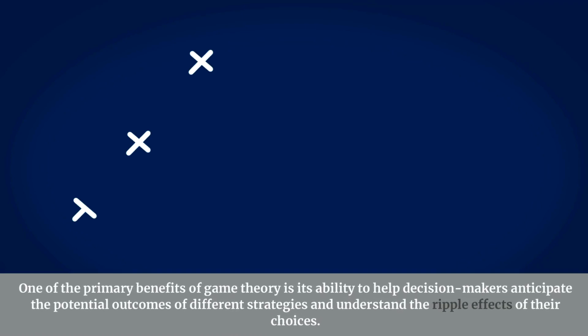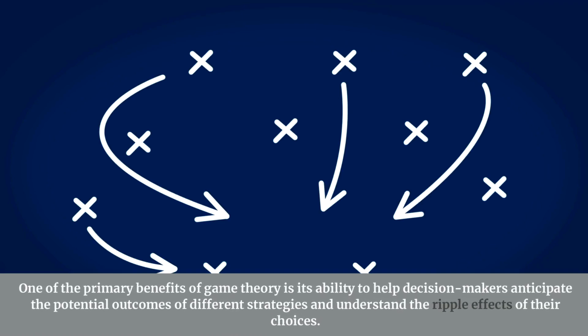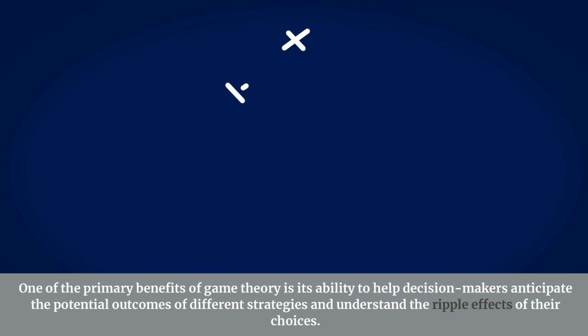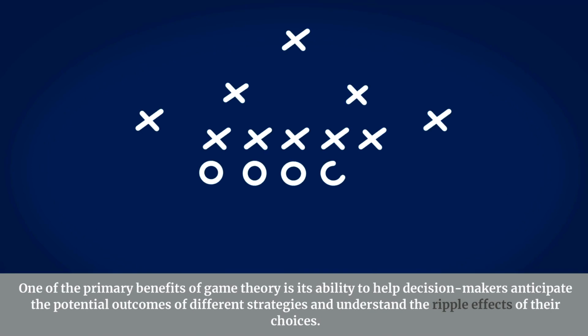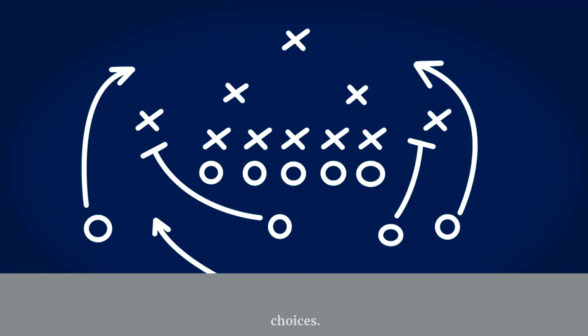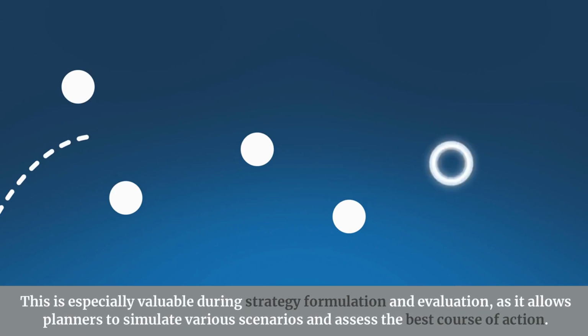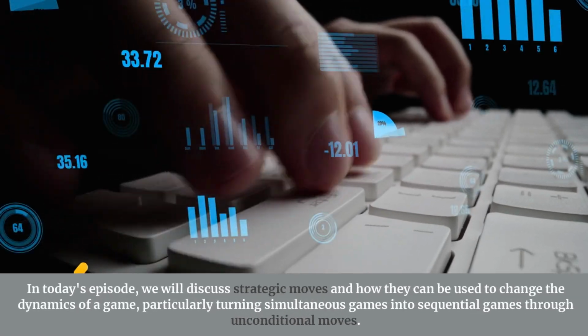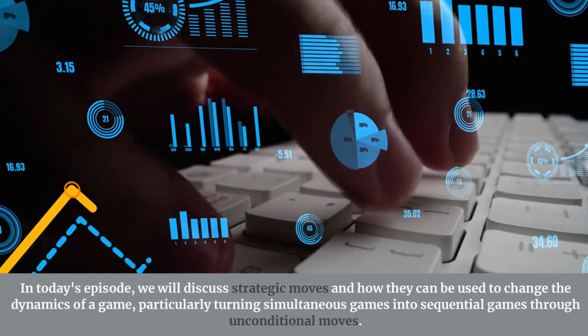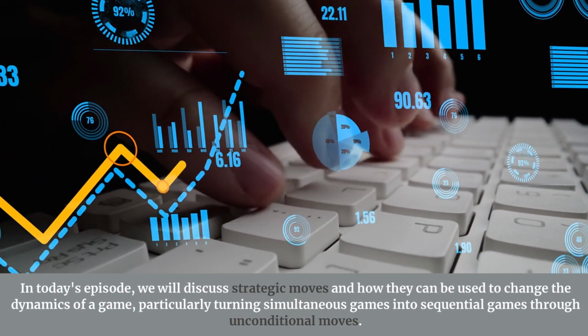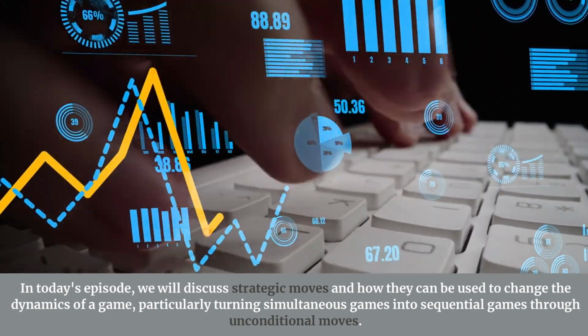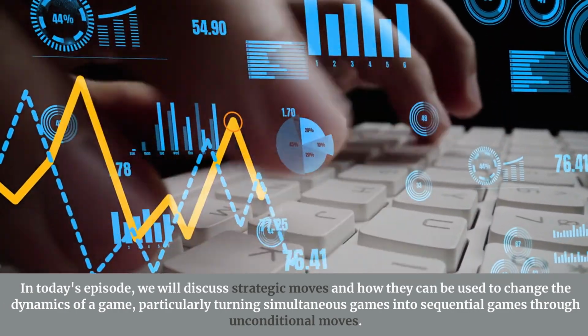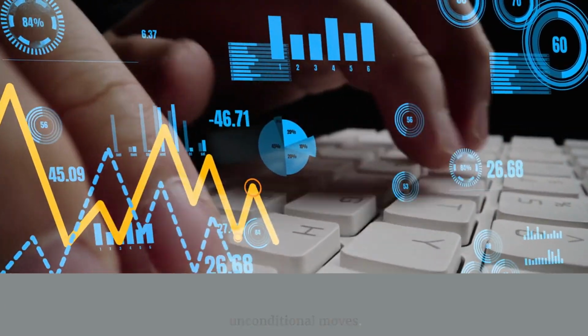One of the primary benefits of game theory is its ability to help decision-makers anticipate the potential outcomes of different strategies and understand the ripple effects of their choices. This is especially valuable during strategy formulation and evaluation, as it allows planners to simulate various scenarios and assess the best course of action. In today's episode, we will discuss strategic moves and how they can be used to change the dynamics of a game, particularly turning simultaneous games into sequential games through unconditional moves.